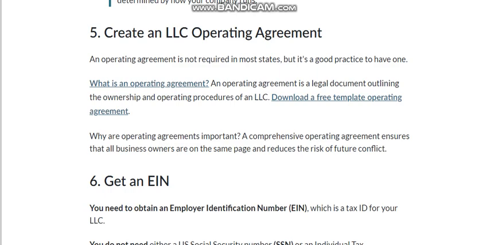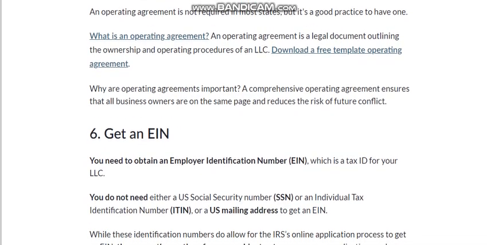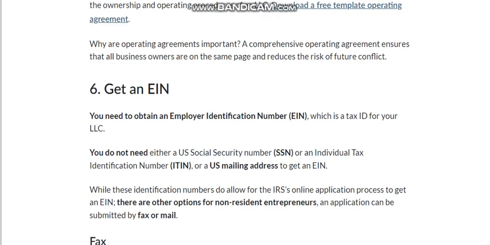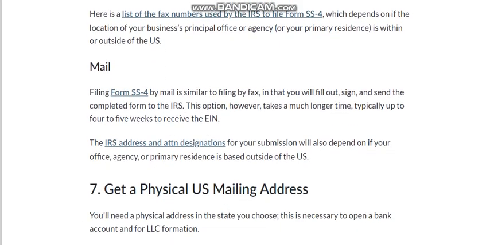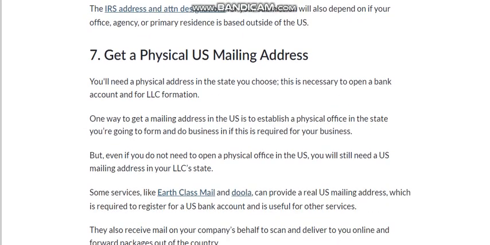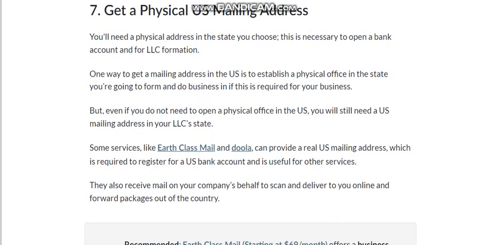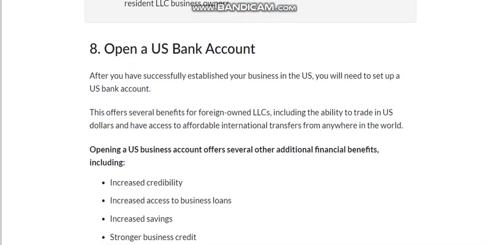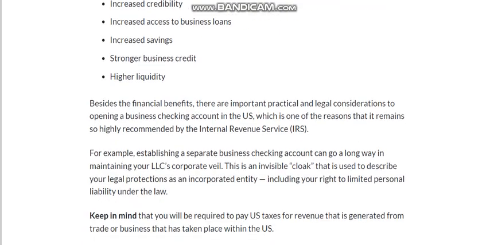Number six, get an EIN. You need to obtain an employer identification number, EIN, which is the tax ID for your LLC. Get a physical US mailing address. You will need a physical address in the state, as this is necessary to open a bank account and for LLC formation. Open a US bank account. After you successfully establish your business in the US, you will need to set up a US bank account.